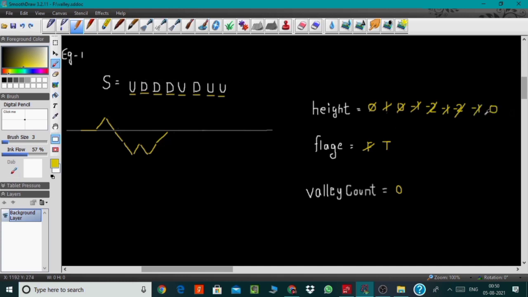And finally we move up again and height becomes 0. Now height is 0 and flag is true, which means we have come out of a valley to the sea level. Hence we will increase the valley count by 1 and also make the flag false because we have come out of this valley. So let's do that.